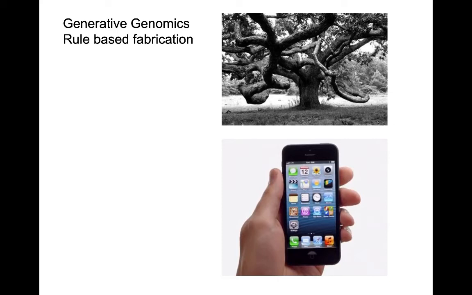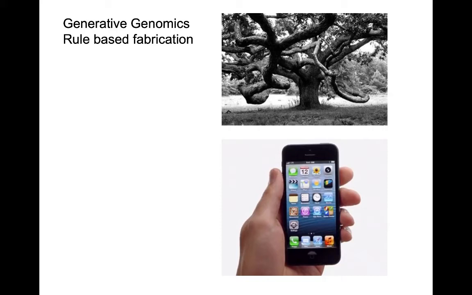What would you do? Plant an acorn, let the oak tree make itself. Why aren't our cell phones smart? Why can't they make themselves? Why have all these people with tweezers trying to make them? Why can't we grow a smartphone?